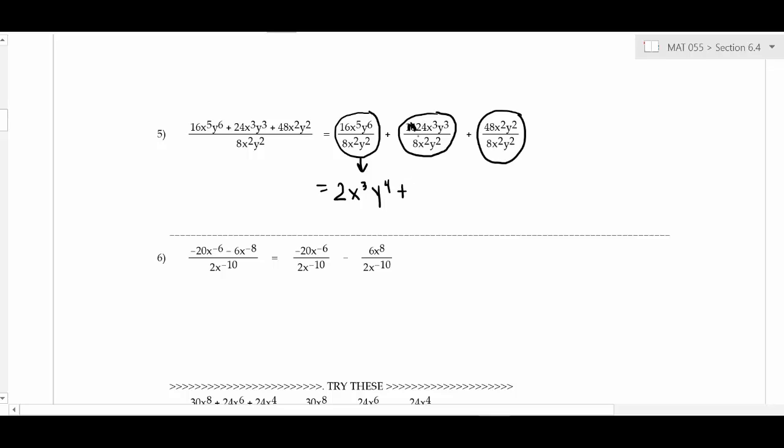Okay, the next one, you've got 24 divided by 8 is 3. And then how do the variables go? X, y, good. There's 1 more x on the top, so that's just x to the 1st, or x, and there's 1 more y on the top, so you have that. Okay, the next one, 48 divided by 8 is 6. And anything else? No, because they cancel out. Problem done.